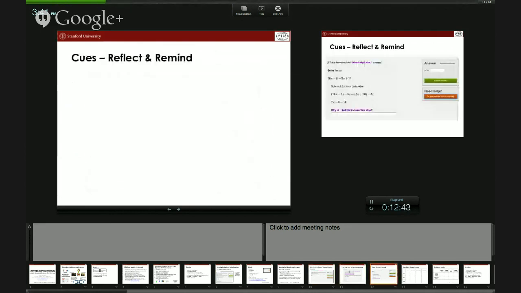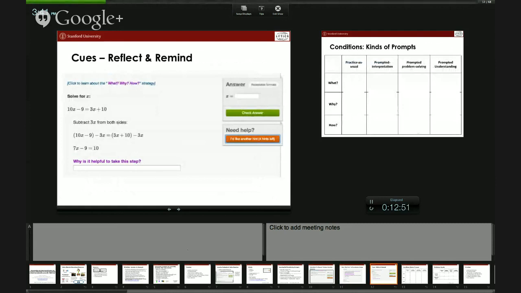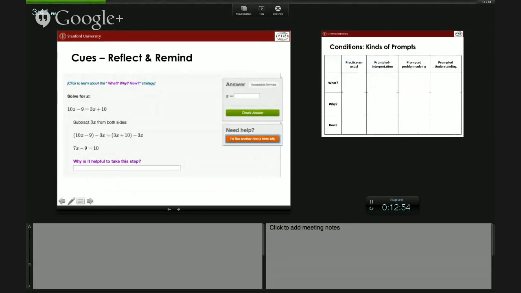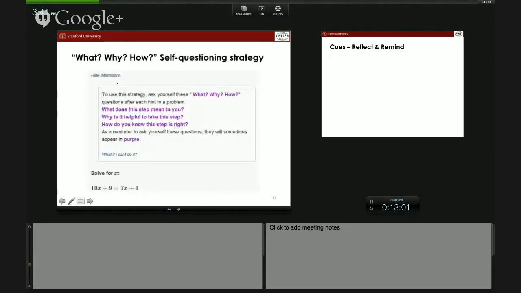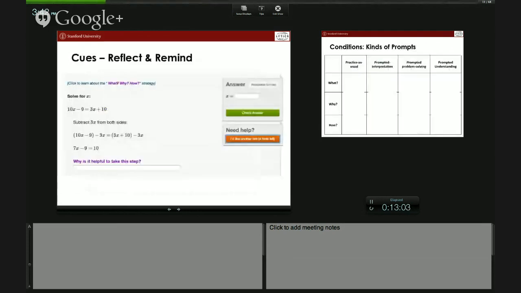Now, another thing that was embedded in this is actually having cues to remind people to reflect. So in addition to having this link above the exercise, as they would request hints, we just have it pop up and say, well, why is it helpful to take this step? So some of the prompts that they actually had seen previously, but sometimes we randomly cycled in.